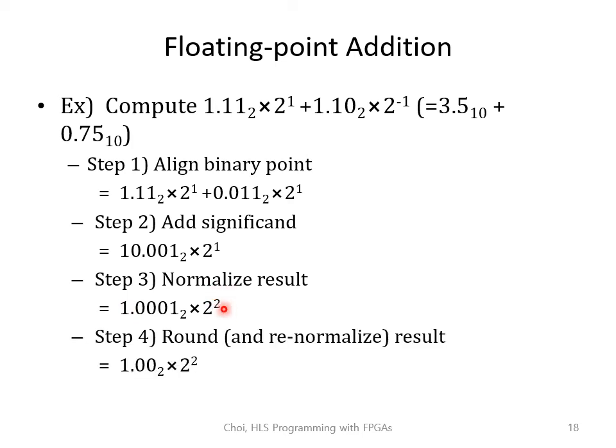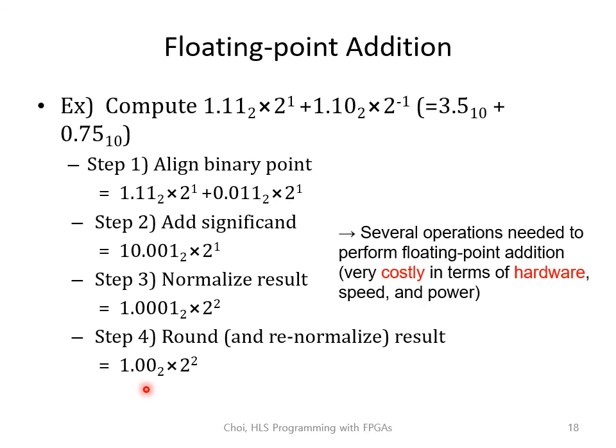In the beginning, we had 2 fractional bits, right? So we have to do a rounding at the end to keep it down to 2 bits. And after rounding, this is the final result. Now we have seen all the steps needed to do floating point addition. You can see how complex it is compared to the fixed point arithmetic. There's so many operations needed. So the point I wanted to make is that the floating point operation is very costly in terms of hardware, speed, and power.